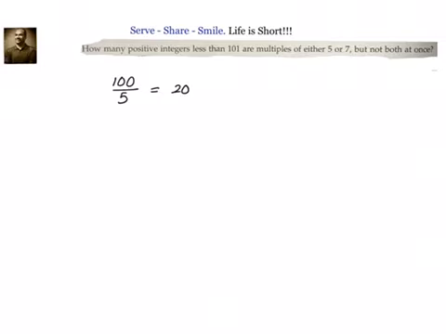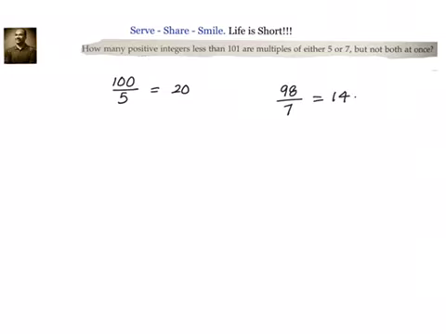Then how many multiples of 7 are there? The maximum number we can go to is 98, which is 7 into 14, so 98 divided by 7 gives 14 multiples of 7.